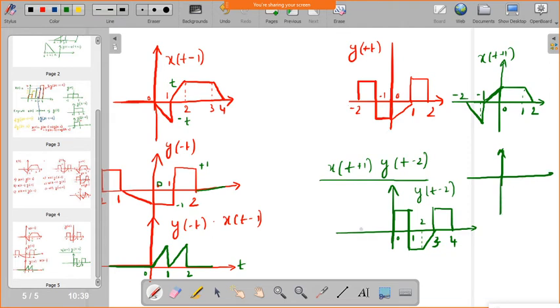Since the left side of y of t minus 2 is 0, till the value of 0 you will get 0, is it not? So this is 0, and from 0 to 1, what is y of t minus 2? It is plus 1, right? So this one is plus 1, and the value of x of t plus 1 from 0 to 1 is also plus 1, and plus 1 multiplied by plus 1 will give plus 1.